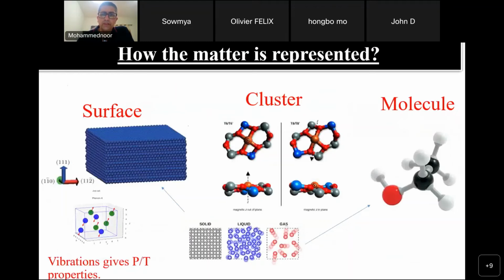So how do we present the material? We present material either as a surface, or as a cluster, or as a molecule. So this is how the material is presented. It is either a surface, a cluster, or a molecule.